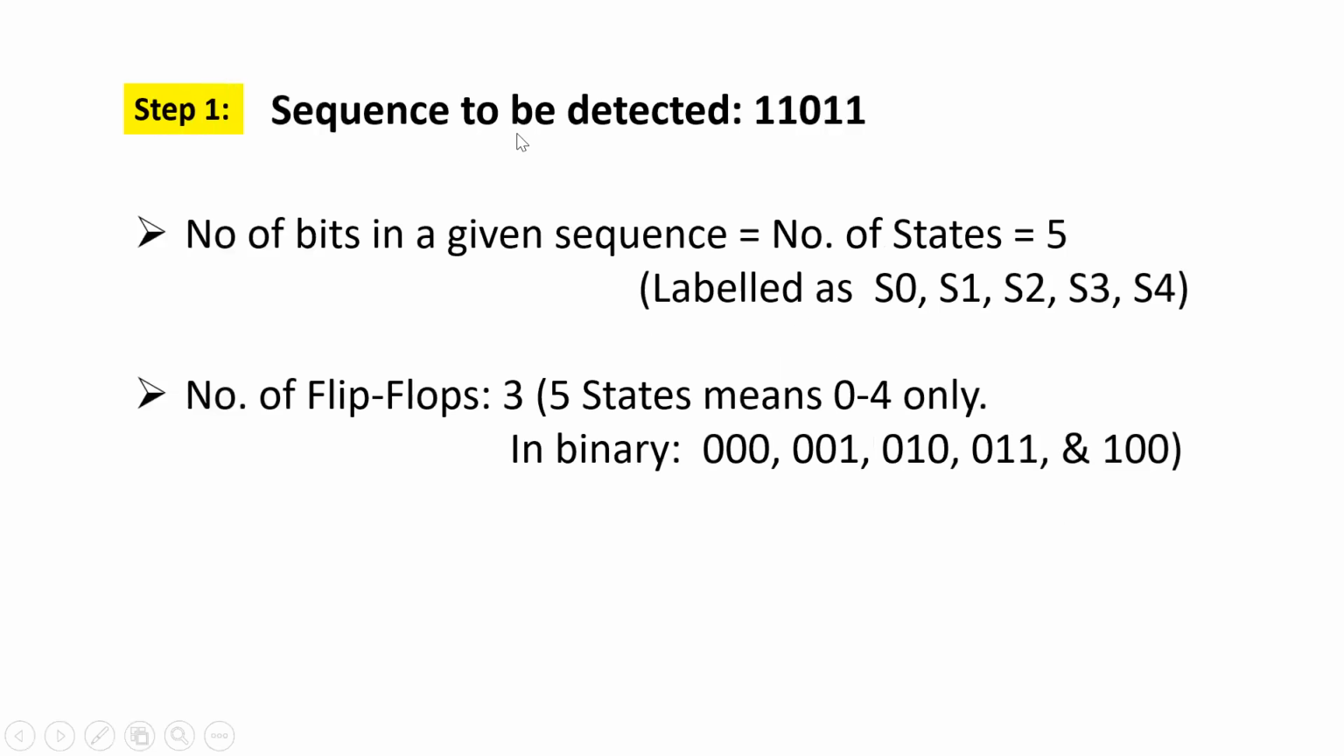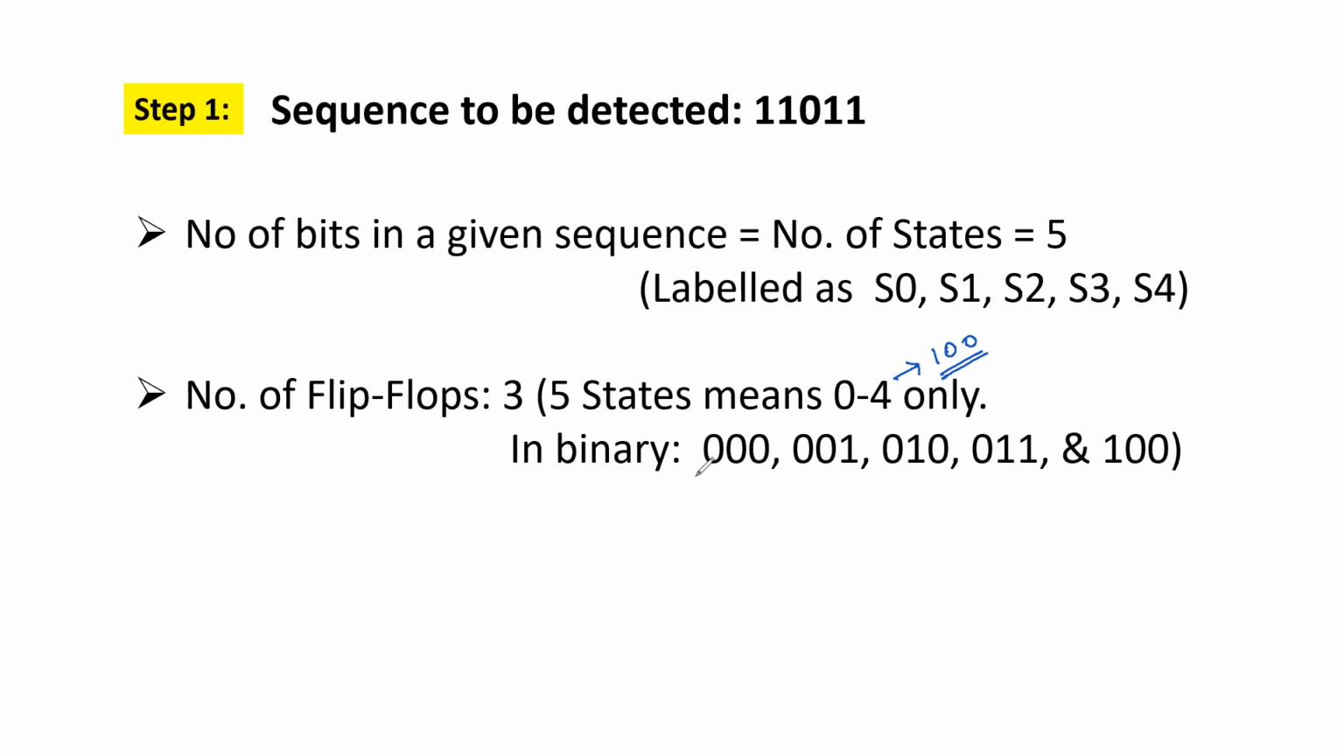The first one is the sequence of bits to be detected, 11011. Here, the number of bits in the given sequence is 5, so the number of states required is 5, labeled S0 to S4. Now we should identify how many flip-flops are required. We have S0 to S4, totally 5, meaning 0 to 4 only. The highest number is 4. In binary form, it is written as 100. That means it requires totally 3 bits. So 3 flip-flops are required to design the circuit diagram.